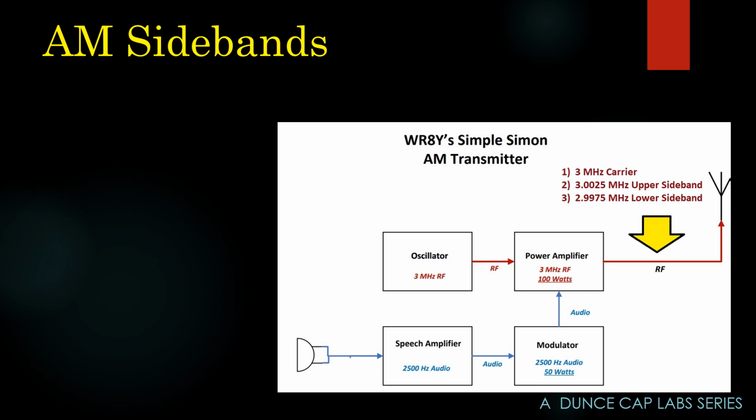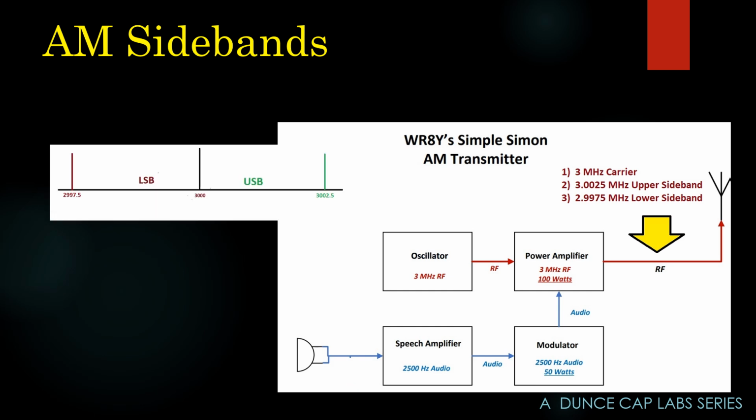The power amplifier and modulator are working together as sort of a mixer. We have a 3 megahertz signal coming in, combined with a 2.5 kilohertz signal. So we have 3 megahertz carrier, plus we have the mix of the carrier plus the audio and the carrier minus the audio. What this really means is we literally have 3 signals. As long as there's audio, you have 3 signals.